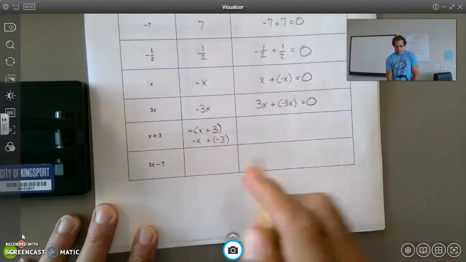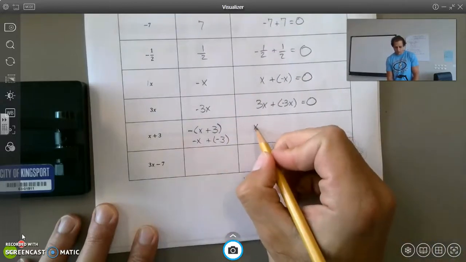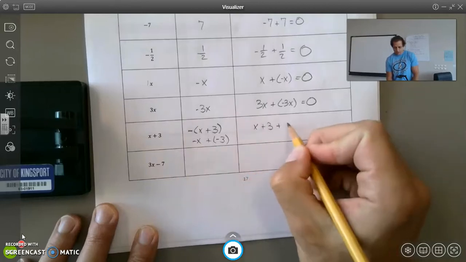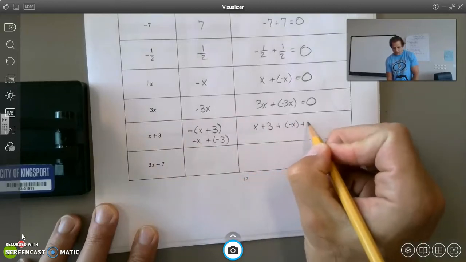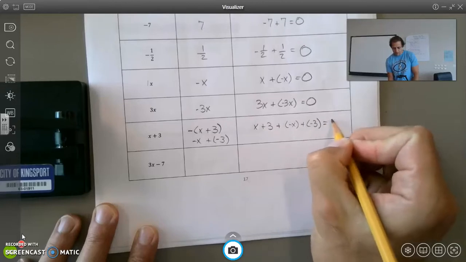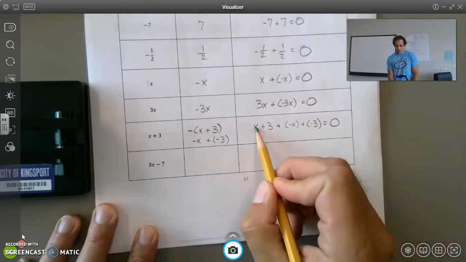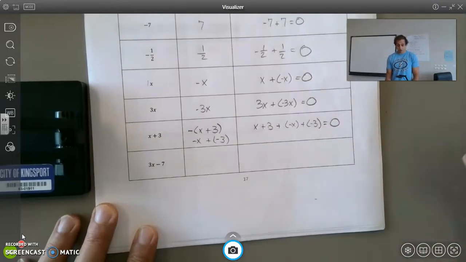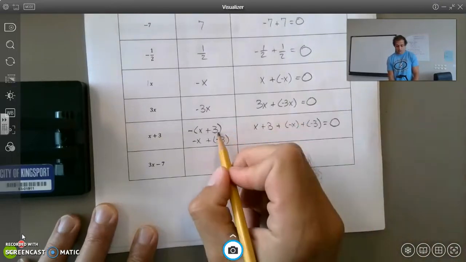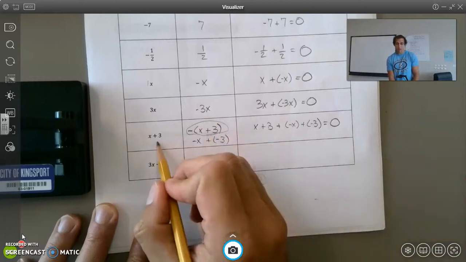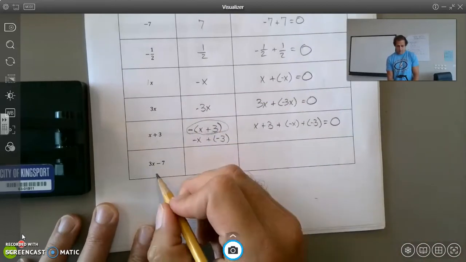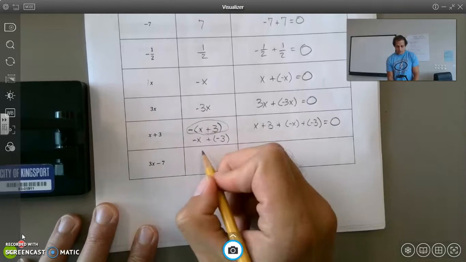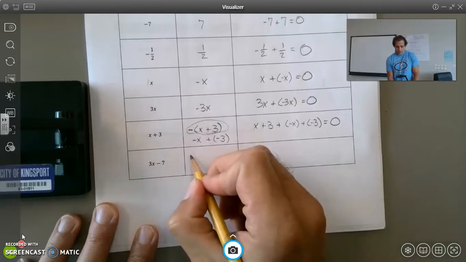So let's look at that. If I was to add those together, x plus 3 plus negative x plus negative 3. Does this create 0? Well, x and negative x, that's 0. 3 and negative 3, that's 0. So we are proving that this is the opposite of this. Next, we'll look at 3x minus 7. What is the opposite of 3x minus 7?